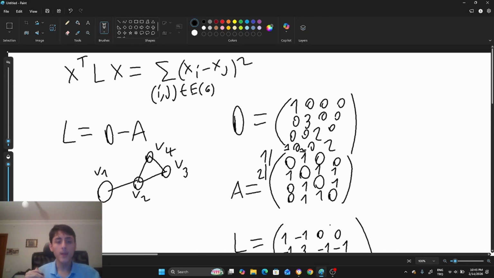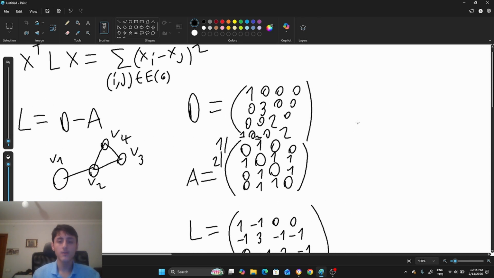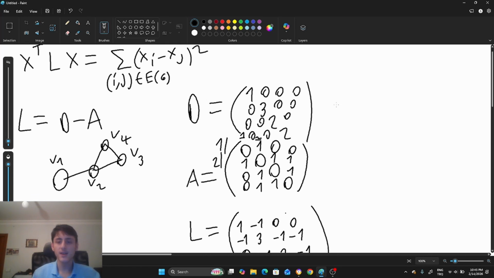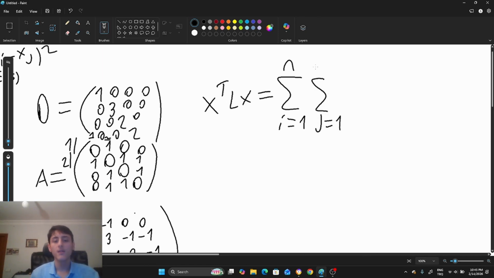Cool. Now, let us continue from our original statement, which states that x transpose L x is going to be equal to, by using some simple linear algebra, we can actually write this explicitly using this sigma summation, where the Laplacian matrix is an n by n matrix, obviously: the sum of x_i times L_ij times x_j.